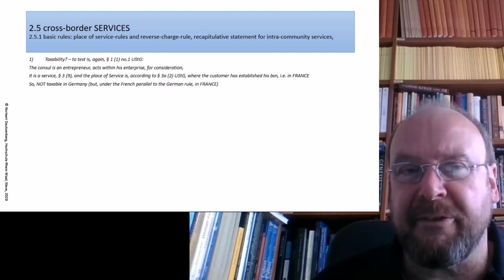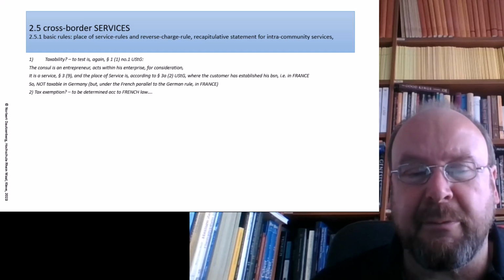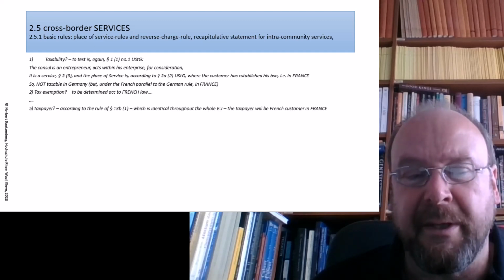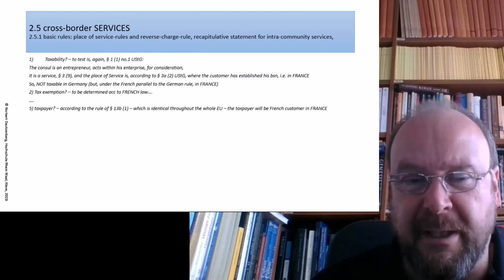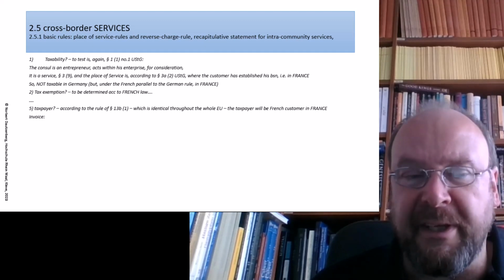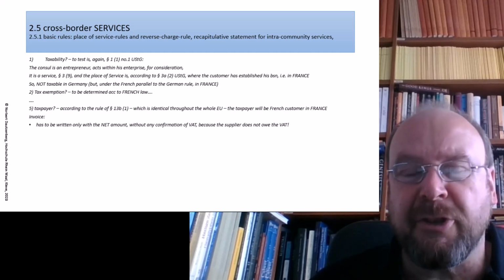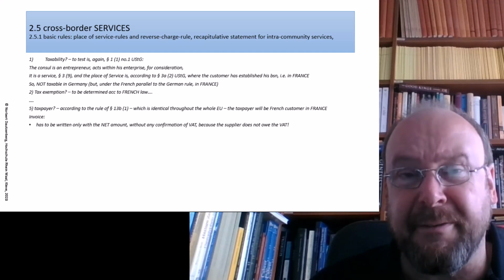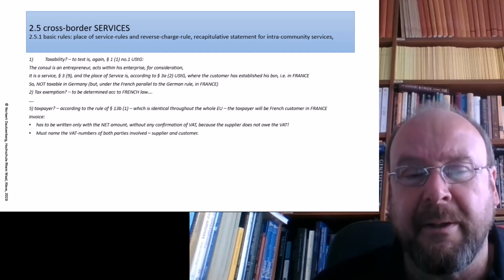So it's not taxable in Germany, but presumably and nearly certainly in France. There will be a tax exemption, if ever, only under French law. The taxpayer will be, in analogy to 13b.1 of our German law, the French customer in France. The invoice has to be written out with the net amount, because the German consultant is nobody who owes this VAT to the fiscal office, so he can't confirm the receiving of VAT, naturally.